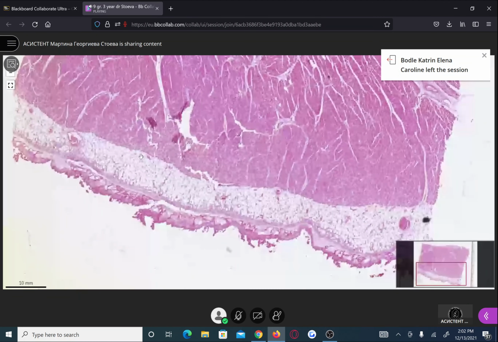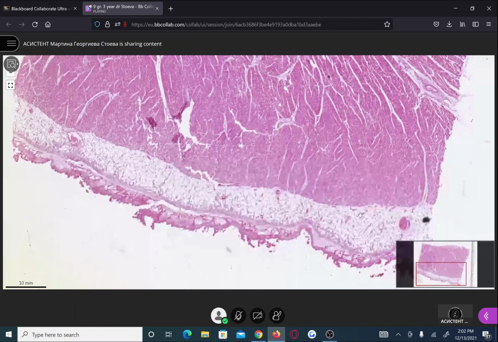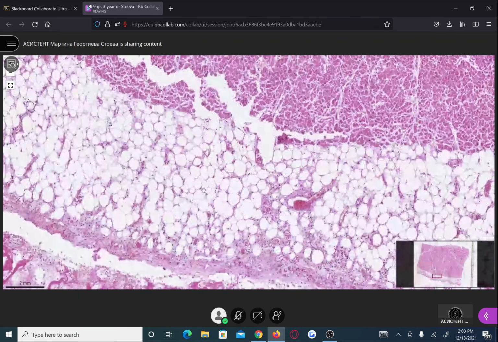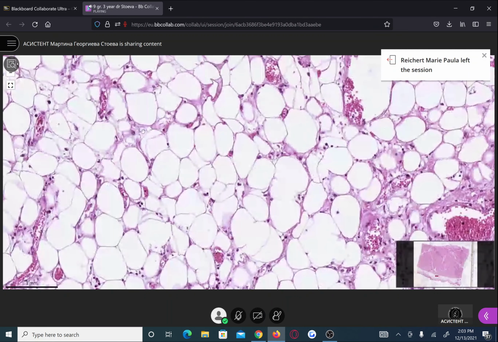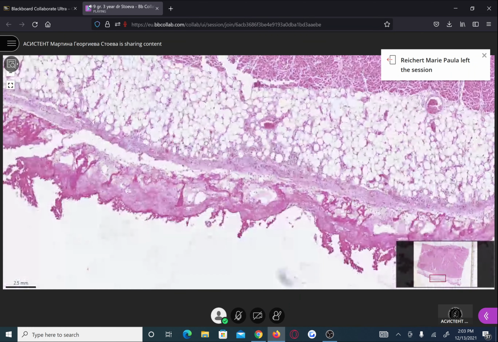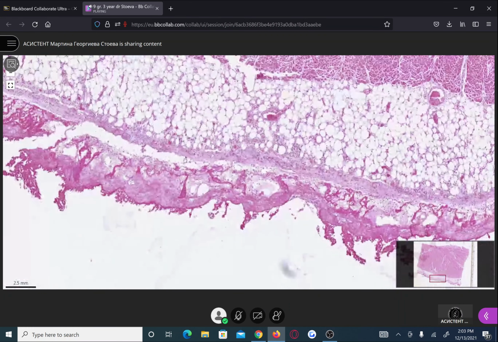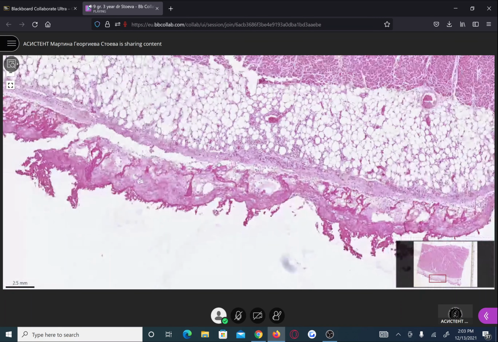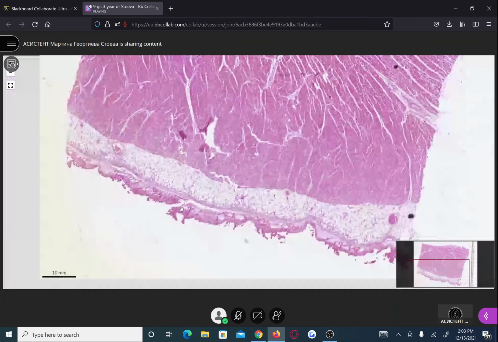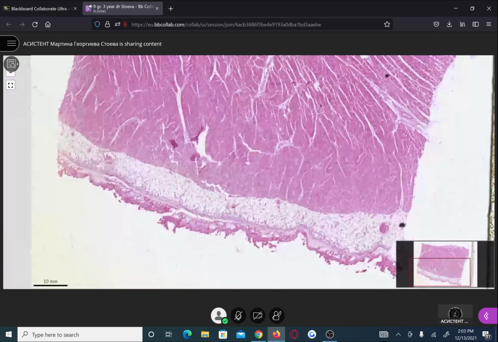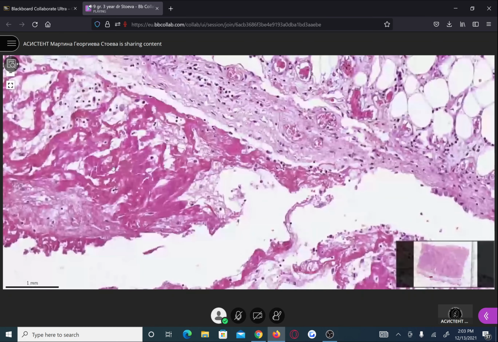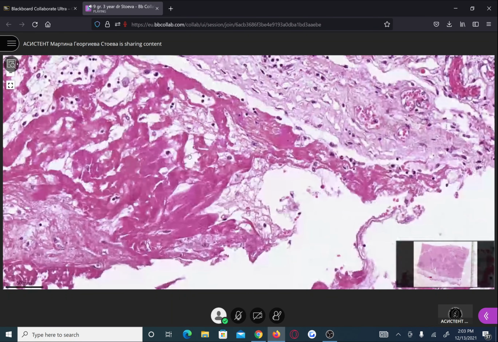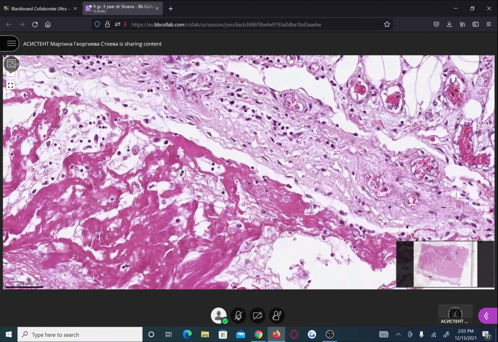Then the myocardium is covered by epicardium. This is the next layer. Epicardium usually is composed mainly of fat tissue that is separated by a small amount of connective tissue. And finally, the outermost layer of the heart is pericardium. But here the pericardium is diffusely inflamed because of deposition of fibrin strands, this meshwork of pinkish strands, intermixed with inflammatory cells.